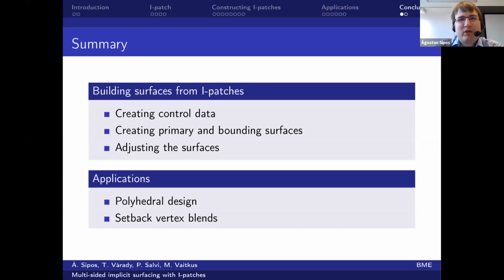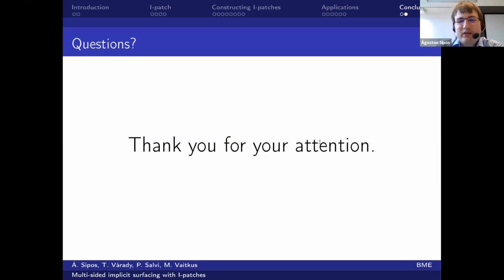We have shown how to create a consistent control structure for iPatches, including the creation of primary and bonding surfaces. We have discussed how to adjust their interior, while we have pointed out that the creation of implicit patches may produce shape artifacts. We have also presented methods to detect and fix improper configurations. We have shown several examples for applying iPatches in polyhedral design and vertex blending. Thank you for your attention, and I will gladly try to answer your questions.